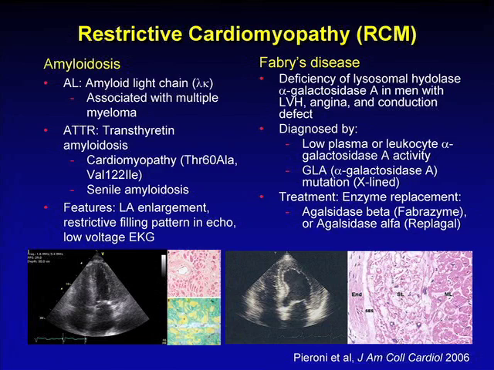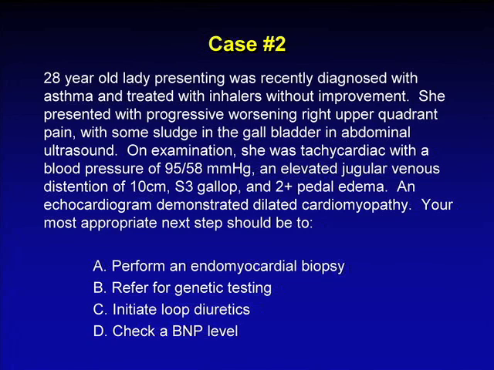And subsequent treatment always results in decrease in progression. So the second case is a 28-year-old lady recently diagnosed with asthma and treated with inhalers without improvement. She presented with progressive worsening right upper quadrant pain and some sludge in the gallbladder on abdominal ultrasound.